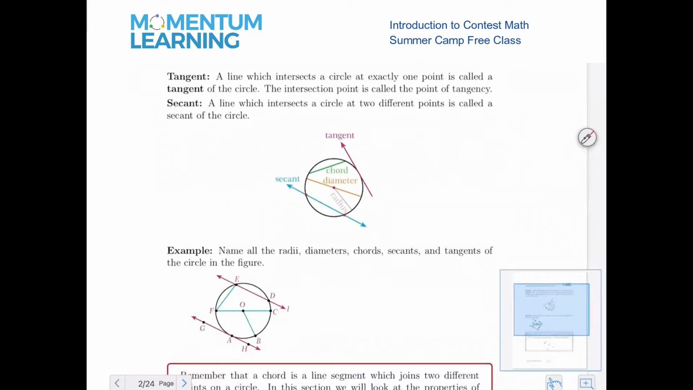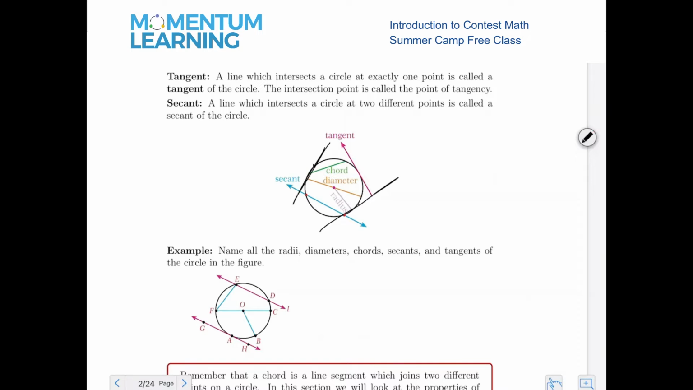The other auxiliary element we call the tangent. Again, it is one of the most important parts of circles. When we say tangent, it means that a line intersects a circle at exactly one point. And this intersection is called the point of tangency. For example, if I pick a point here and draw this line, it's a tangent line. Pick a point here, draw it here, it's a tangent.